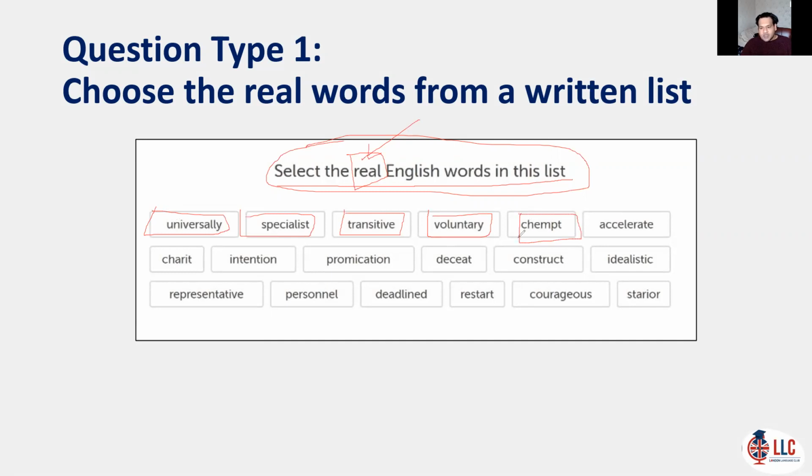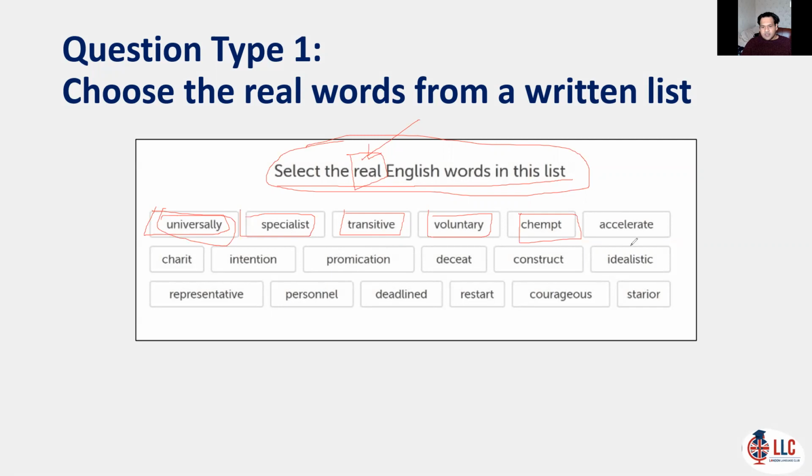So what they did is they made up some words just to confuse you, to check whether you can identify which words from this list are actual words and which are made up. You have to identify that. That's your task. Now, important thing to remember, very important to remember.